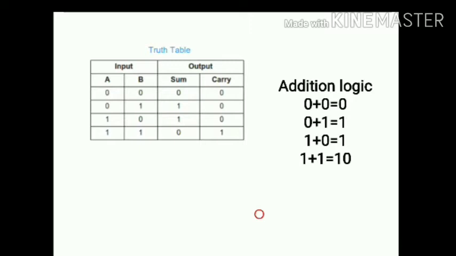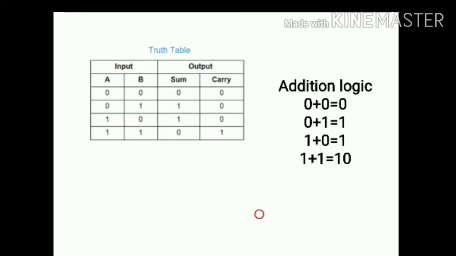See, from the truth table, we will generate a Boolean function. The Boolean function for the sum is A bar B plus A B bar. And the Boolean function for the carry is A and B. How will you get these Boolean functions? See the second row, the sum is 1. So take that row. And the third row, the sum is also 1. So take that row also.